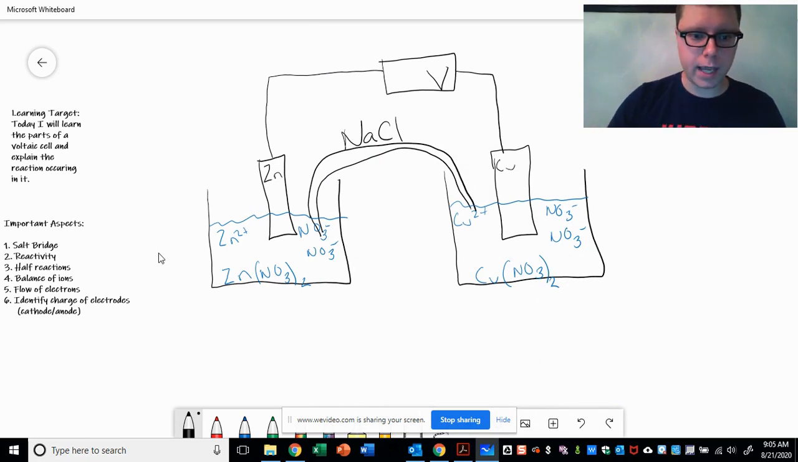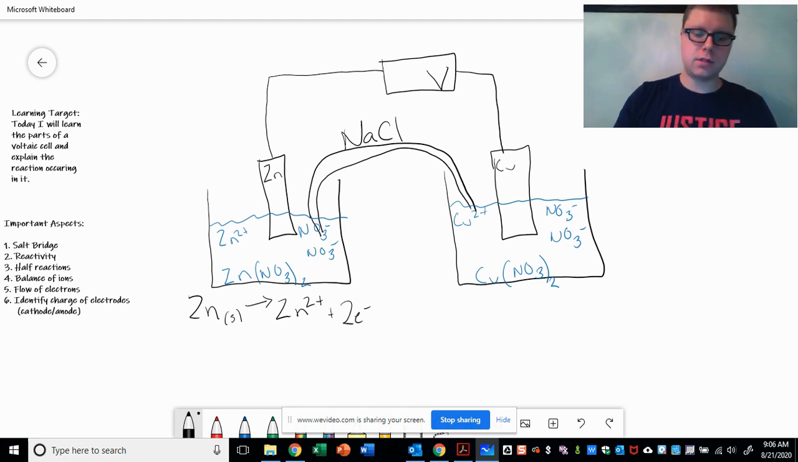So we know right away over here, because it's higher on the reactivity scale, zinc is going to go from a zinc metal, so solid, to an ion of zinc, which always has a 2+ charge. When it becomes an ion, you have to balance its charge by adding some electrons. So over here it was just normal zinc. Over here it has an ion and it's losing electrons.